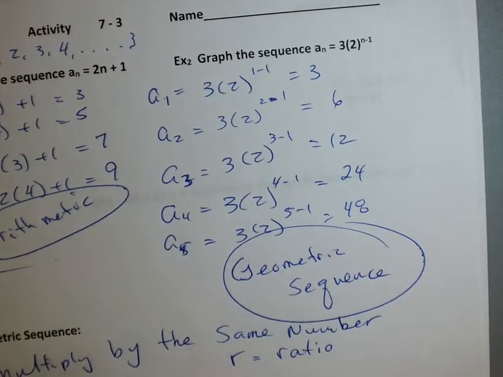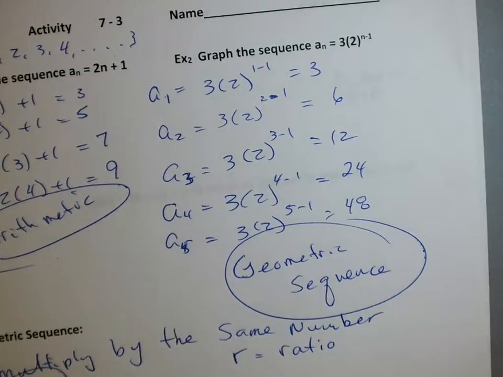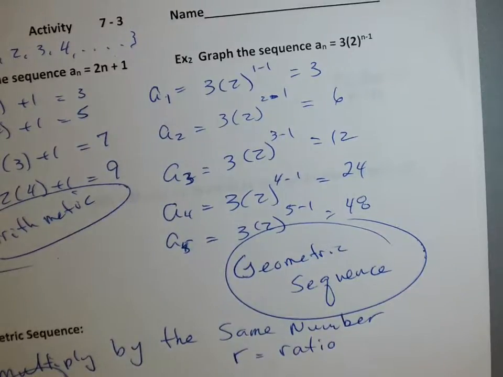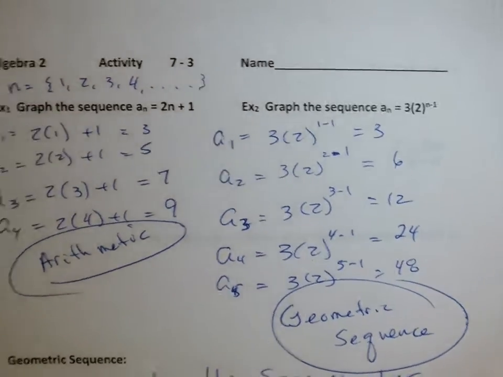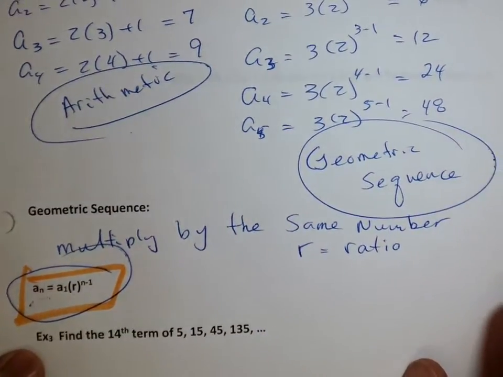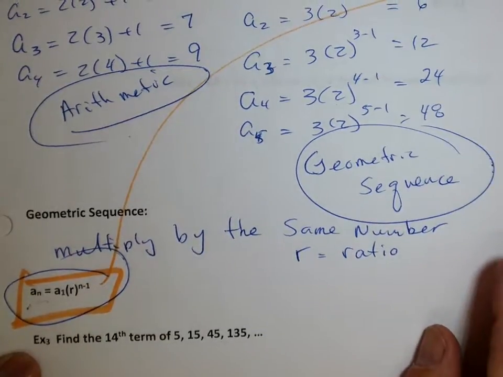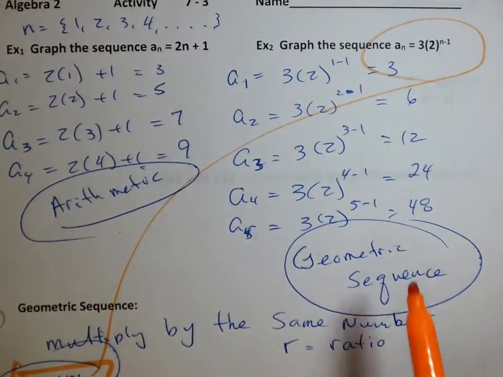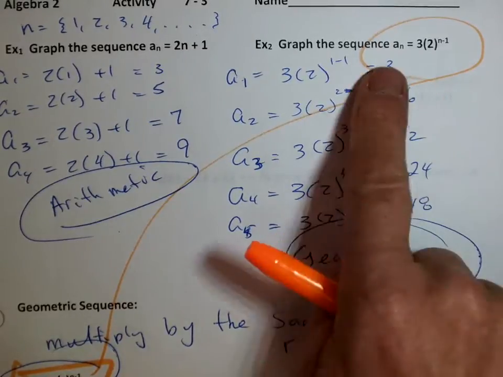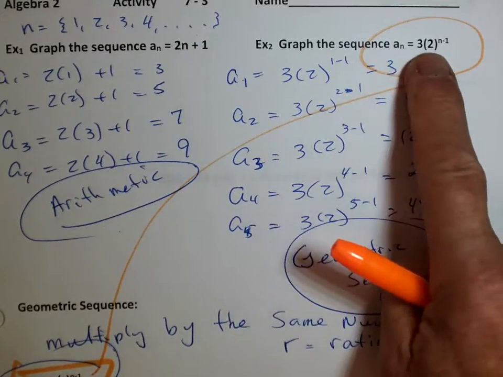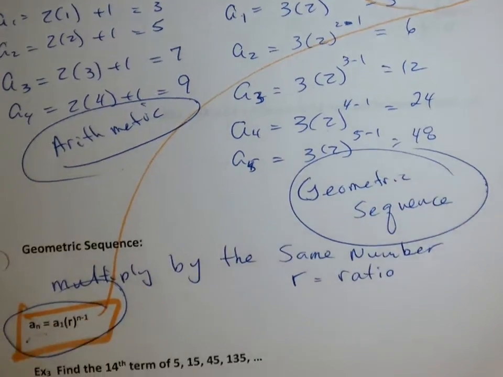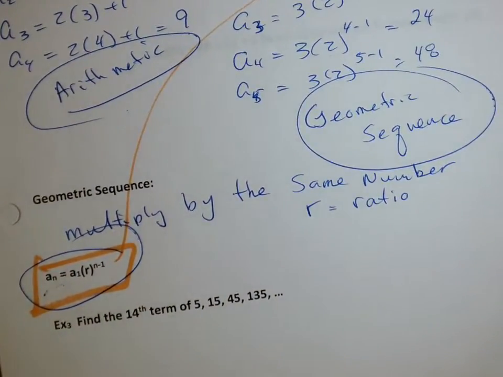And here's our formula: a of n, which can make any term, equals a1, which is our first term, times r, the multiplier, to the n minus 1 power. Now, if I check that out with what I just did way up here, my first term is 3, and 2 is my multiplier, my r, to the n minus 1 power. It is geometric, okay?